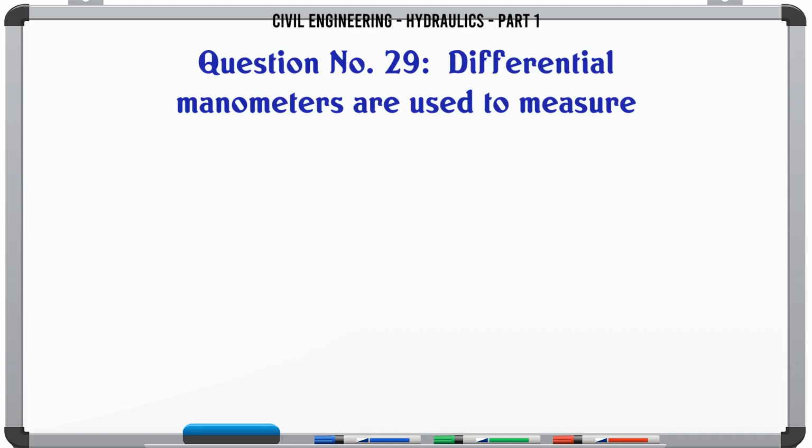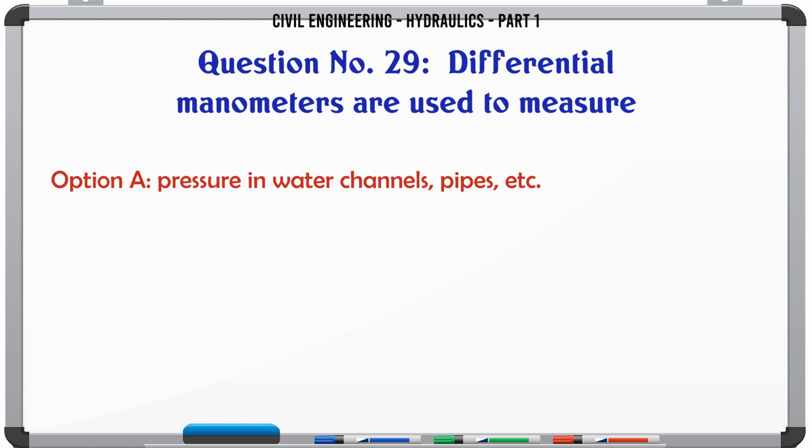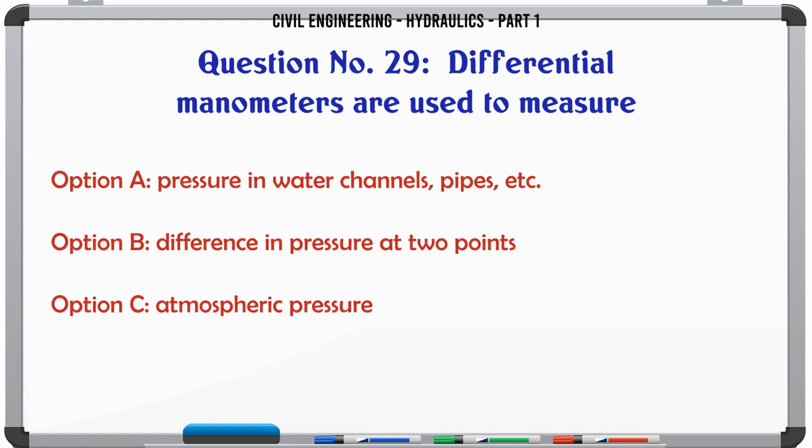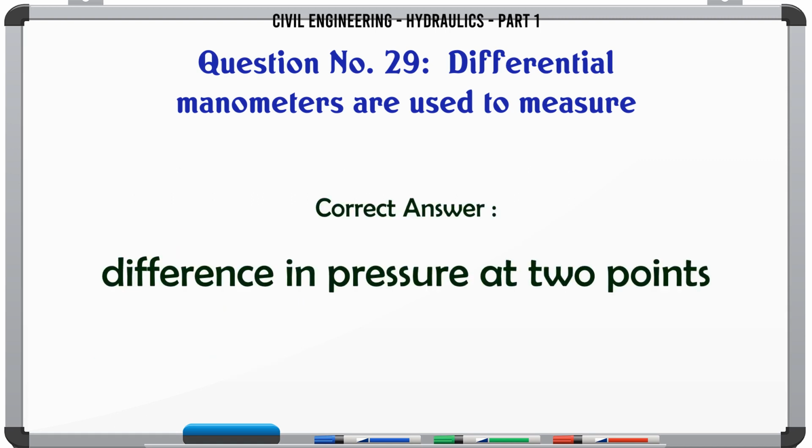Differential manometers are used to measure A. pressure in water channels, pipes, etc., B. difference in pressure at 2 points, C. atmospheric pressure, D. very low pressure. The correct answer is difference in pressure at 2 points.